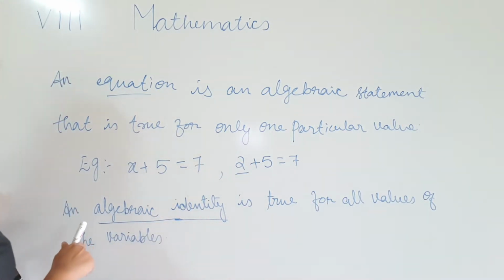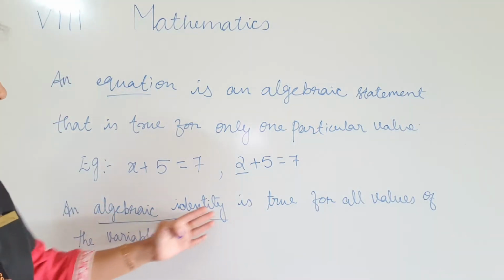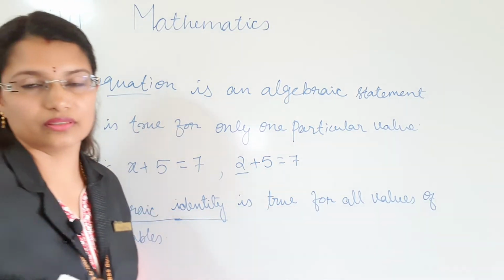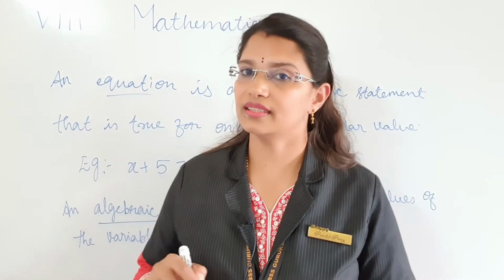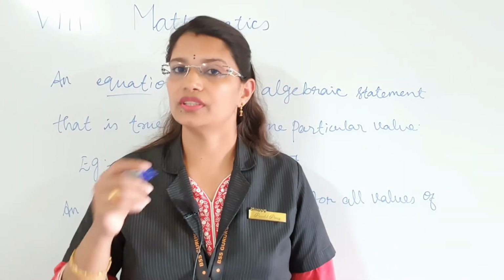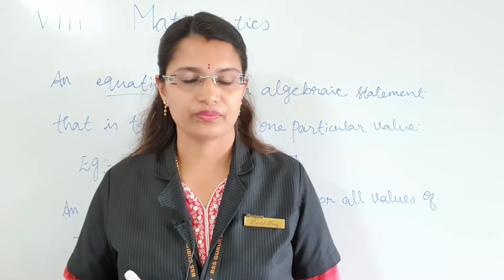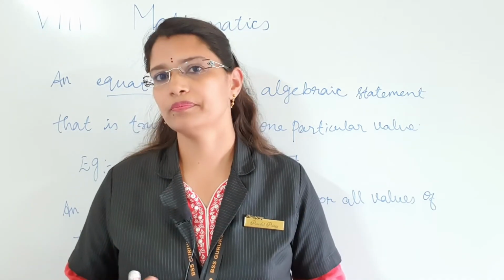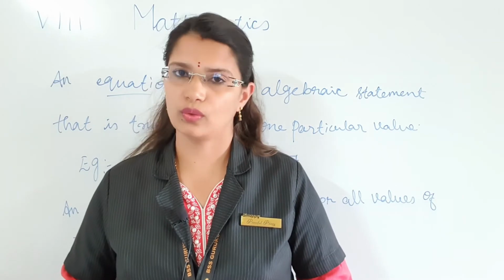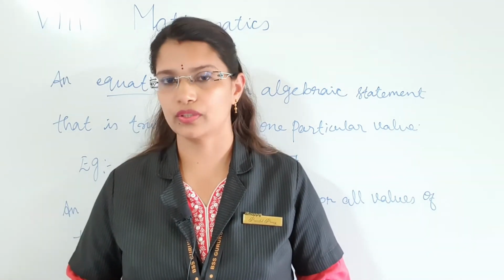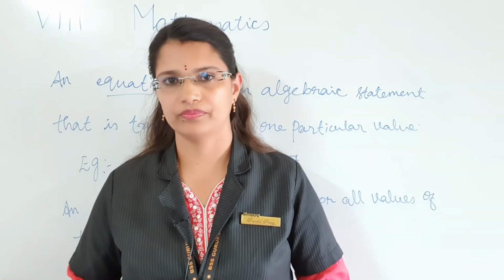Then what about identity? An algebraic identity is true for all values of the variables. You have already learned the chapter identities, right? Which are the three main identities you learned in that chapter? (a plus b) whole square, (a minus b) whole square and then a square minus b square, that is (a plus b) into (a minus b), right?